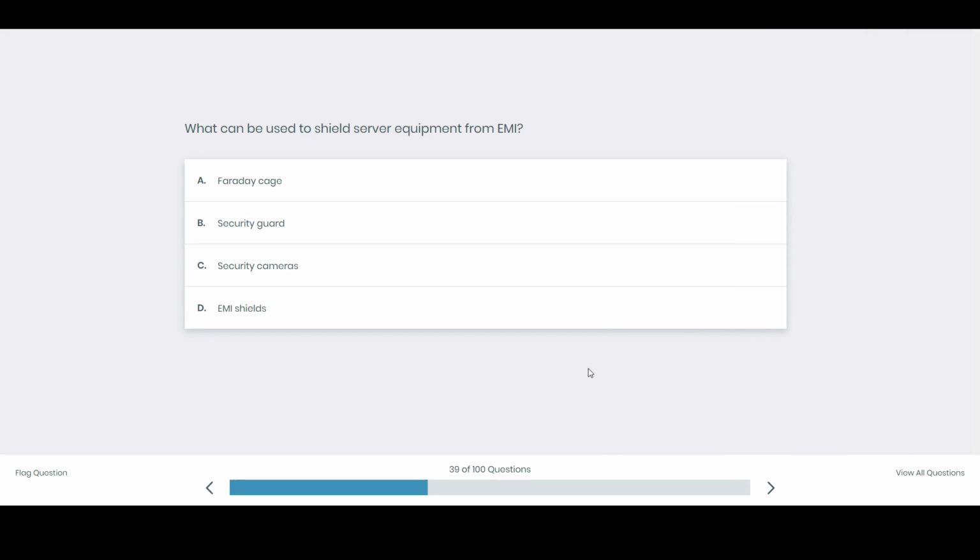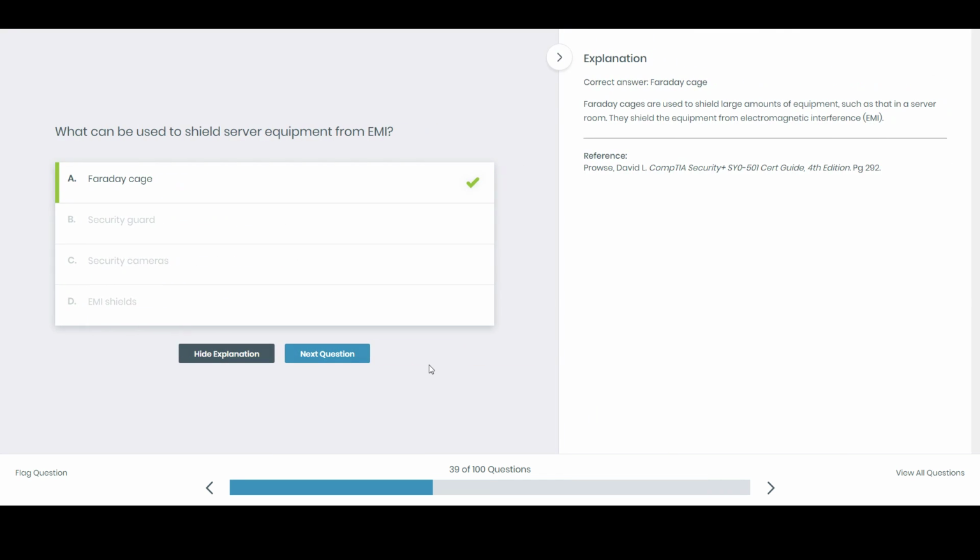What can be used to shield a server? This is a Faraday cage. I already know this one. Faraday cages are used to shield large amounts of equipment. I encountered this one when I was reviewing the CompTIA server material, something like that.